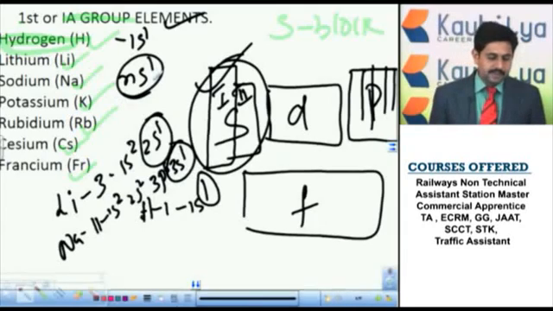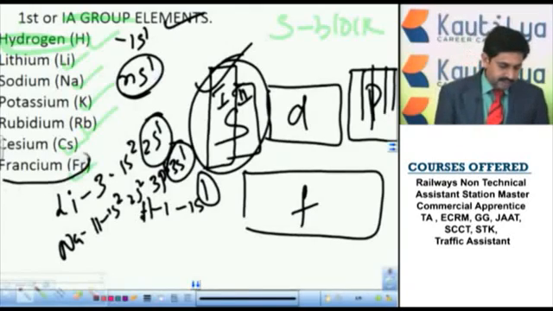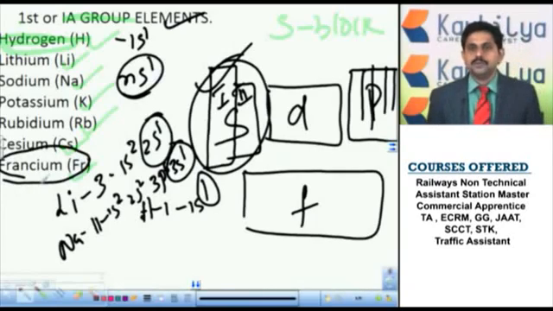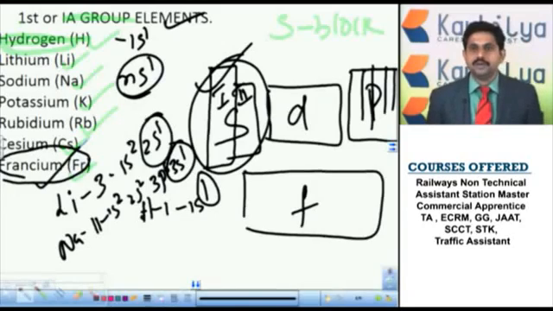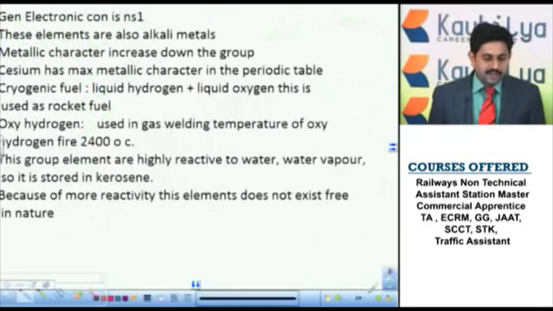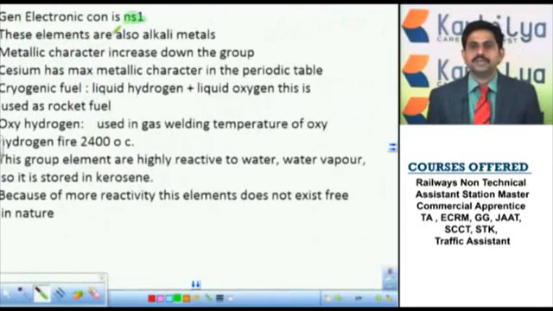The first group elements are lithium, sodium, potassium, rubidium, cesium, and francium. Generally, the last element of almost all the groups in the S block and P block is radioactive, which we are going to discuss in a particular topic, the radioactive series. The general electronic configuration of first group elements is ns1.